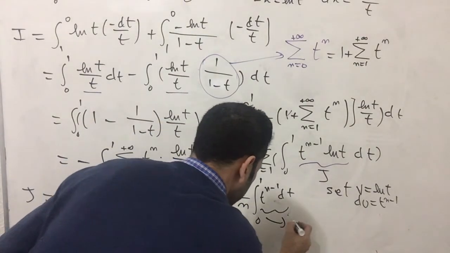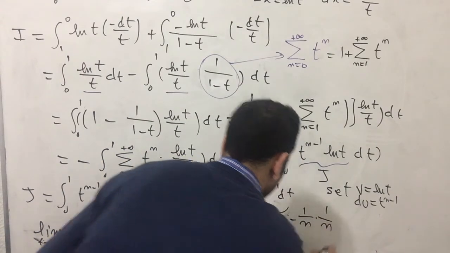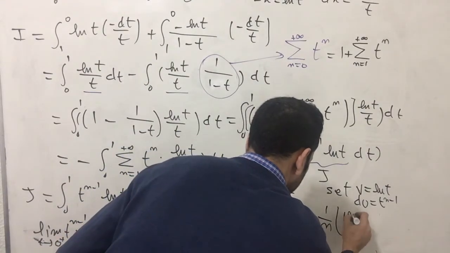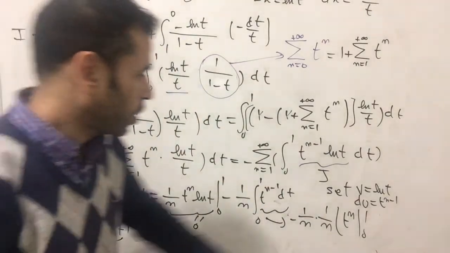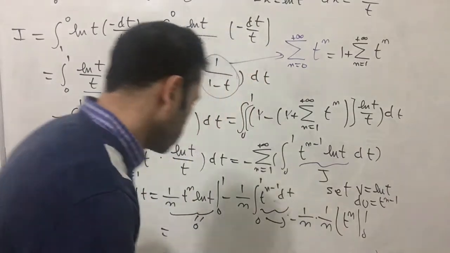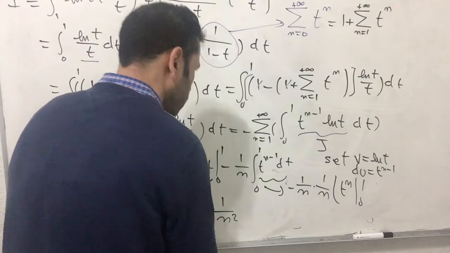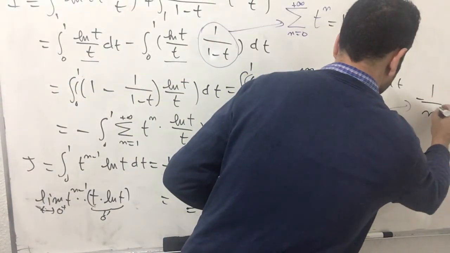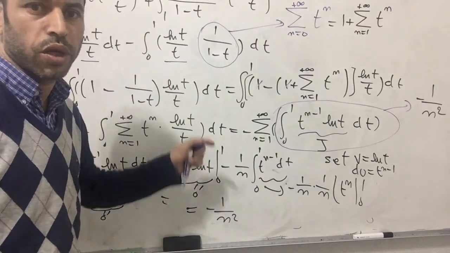So this integral is minus 1 over n multiplied by 1 over n. The primitive of this one is t to the n from 0 to 1. Okay? If you plug number 1 here, it gives you 1, minus 0. Okay? So we'll have minus 1 over n squared. Now this integral is minus 1 over n squared. Okay? Now I'm going to bring this one at the top and summarize this one.